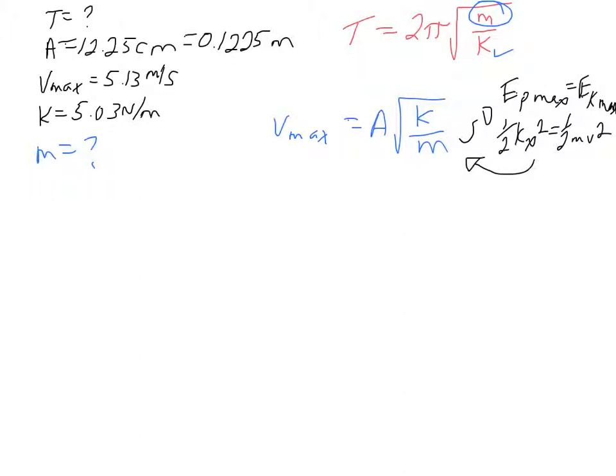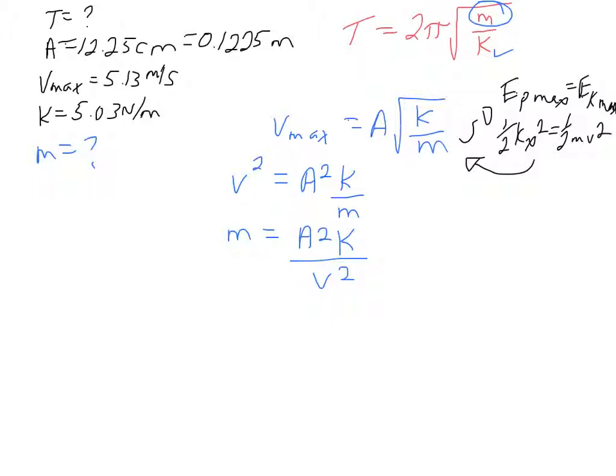And when we rearrange that, we'll get the formula that I just wrote down in blue. So I can take this blue formula and I can rearrange it for m. So what I have to do here is square both sides. So I'm going to have v squared is going to be a squared multiplied by k divided by m. And if I rearrange this for m, I will get that m is going to equal a squared multiplied by k divided by v squared.